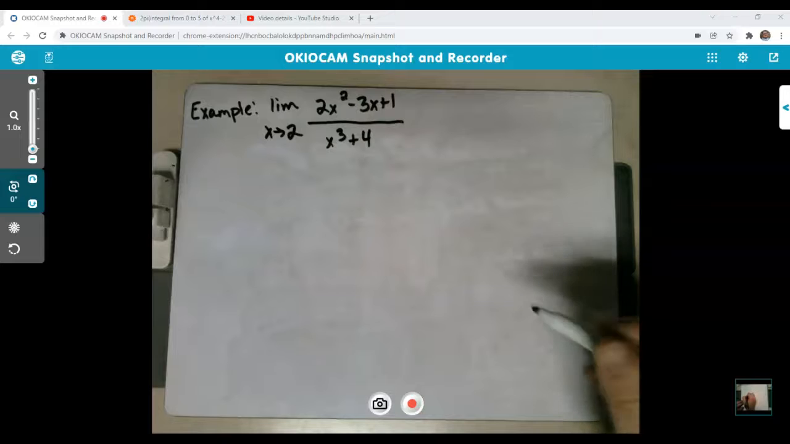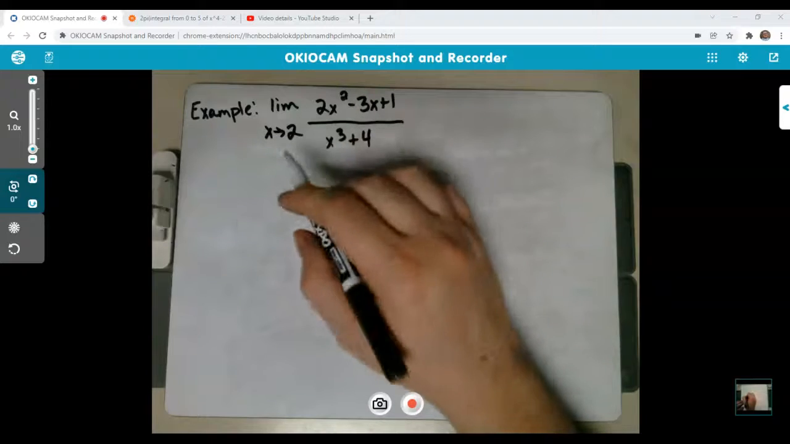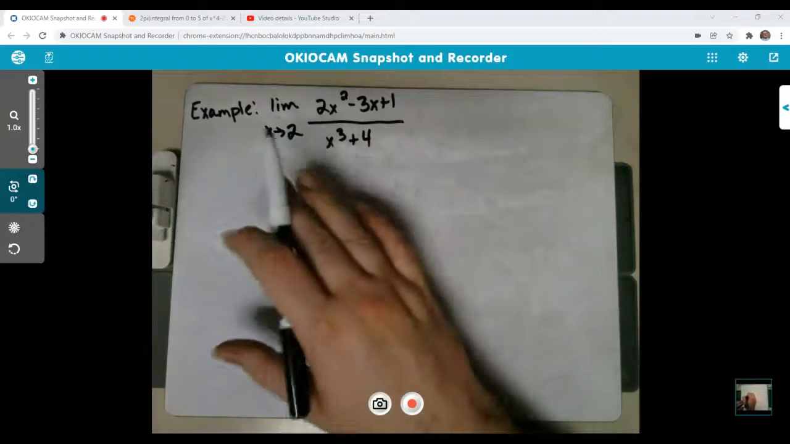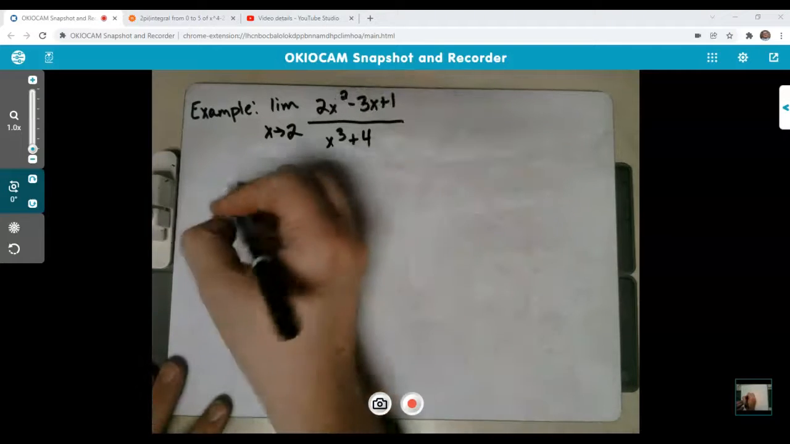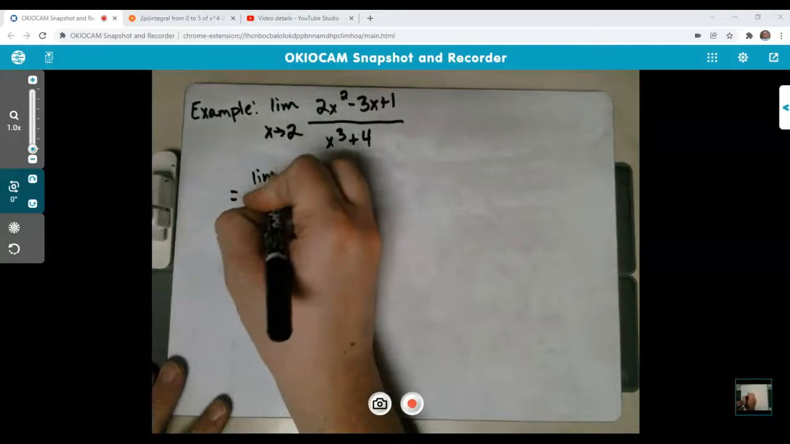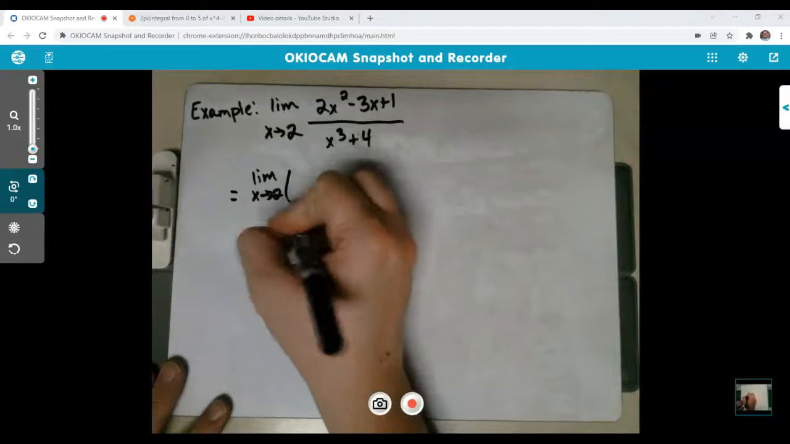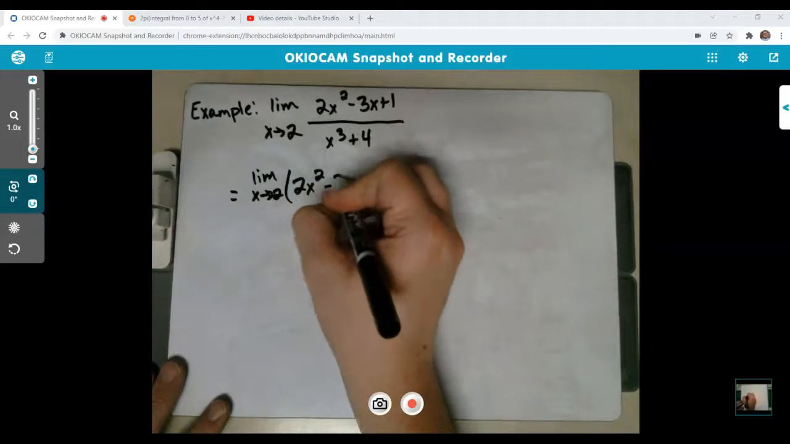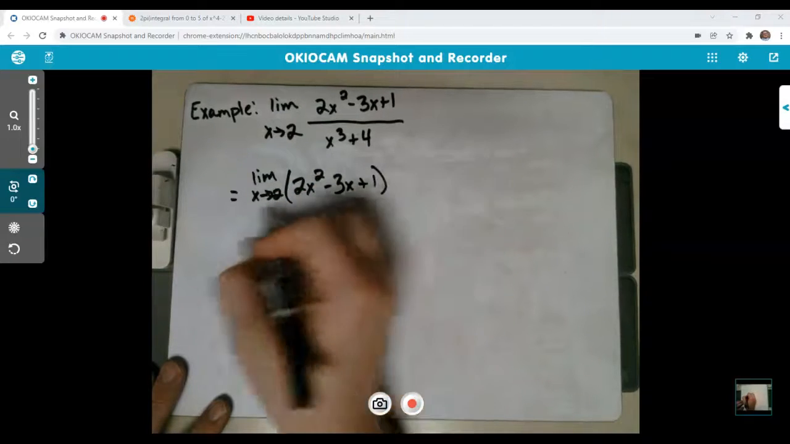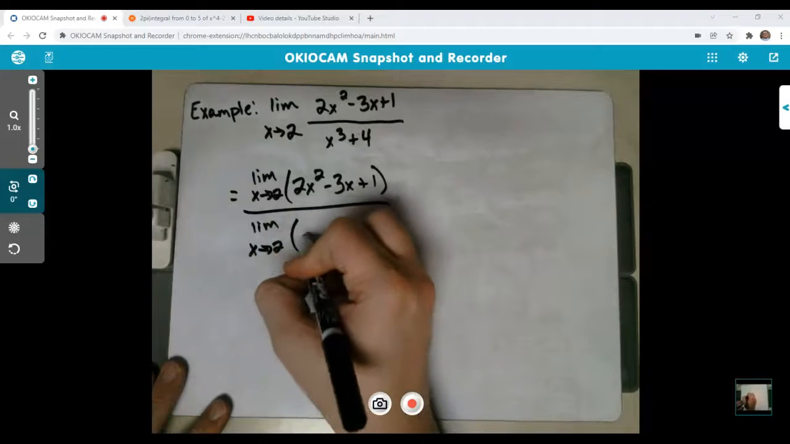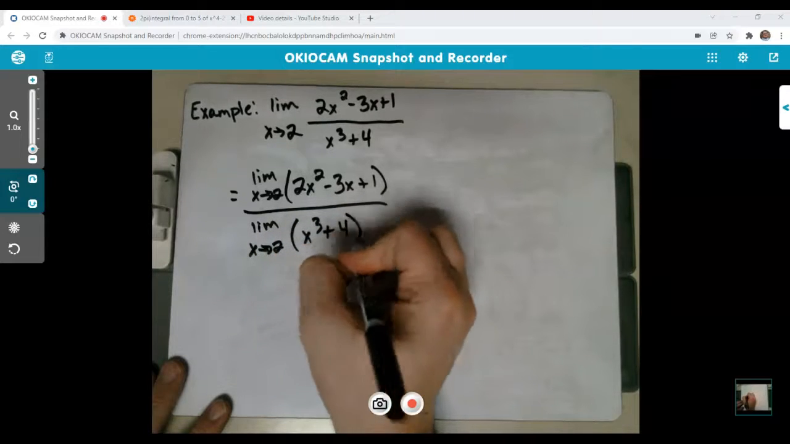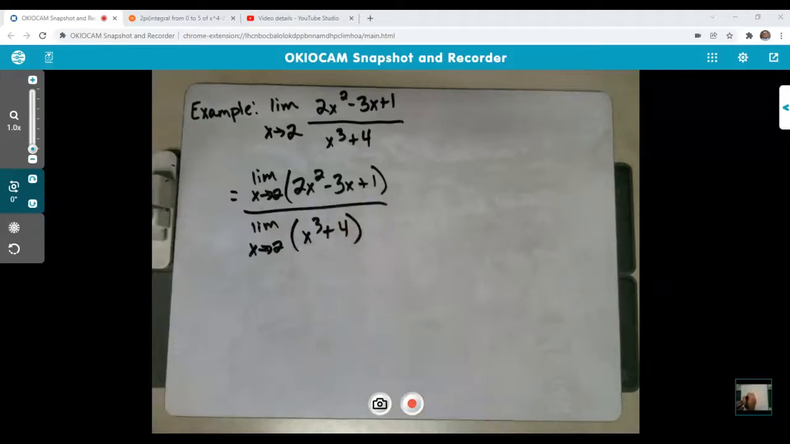So I can do the same thing here. This is a lot of terms, but I can break that up using my laws, right? So since I am dividing them, I know I can just do each part. So the limit as x approaches 2 of 2x squared minus 3x plus 1 over the limit as x approaches 2 of x cubed plus 4, right? I can just do each part there.